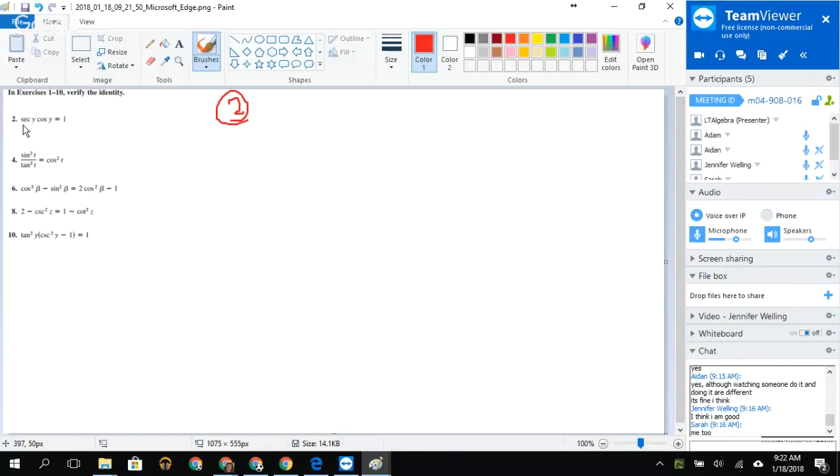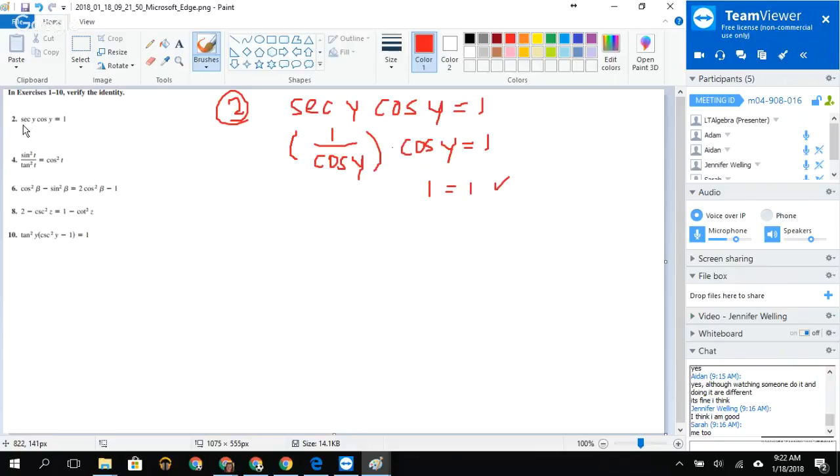So number 2, we have the secant of y times the cosine of y equals 1. So if we wanted to verify the identity, we would just say, oh, well, the secant of y, another way that we can express that is 1 over the cosine of y, times the cosine of y, right, equals 1. And we know that 1 over the cosine of y times the cosine of y is 1. So 1 equals 1. Just kind of as simple as that, right? If all the problems were like that, wouldn't that be wonderful?